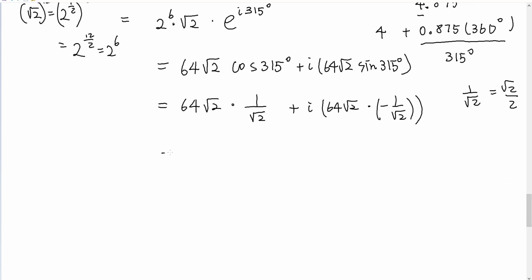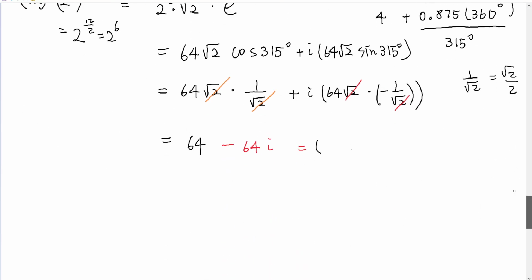And now what I have here is that the square root of 2 and the square root of 2 cancel out, and what's just left is 64. Here the same, the square root of 2 and the square root of 2 cancel out, but there's a negative right here, so it's negative 64i. So that's the final result, and this is in rectangular form, (-1 + i)^13. So if you convert it to polar form and use de Moivre's theorem, raising to the power is simpler.